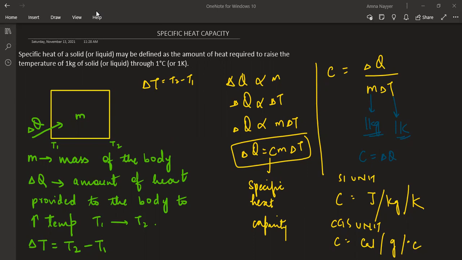Yes, class. So in the last class, we had started with specific heat capacity. So what was specific heat? Specific heat capacity was basically the amount of heat that was required to raise the temperature of a mass of 1 kg through 1 Kelvin or 1 degree Celsius. So we got the formula delta Q is equal to MC delta T. So I think we used also this formula.